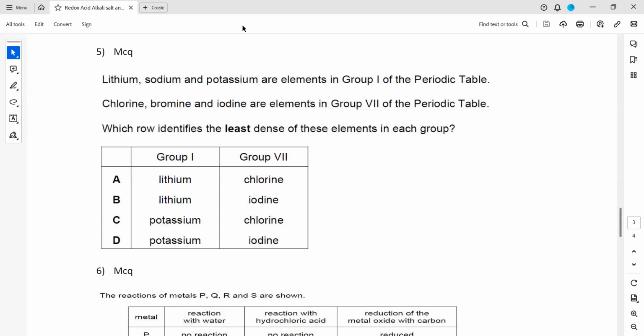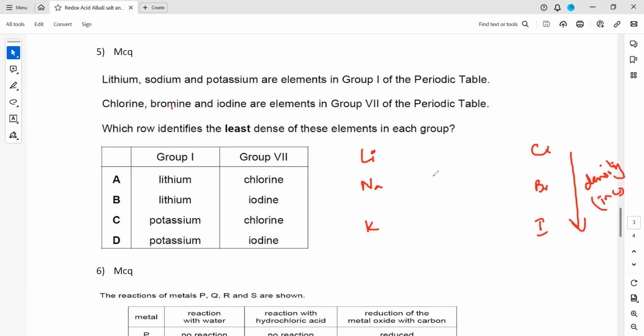Lithium, sodium and potassium are elements in group 1, and chlorine, bromine and iodine are elements in group 7. Which row identifies the least dense of these elements in each group? We have lithium, sodium and potassium, and for group 7 we have chlorine, bromine and iodine. In group 7, chlorine is a gas, bromine is a red-brown liquid, and iodine is a black or purple solid.